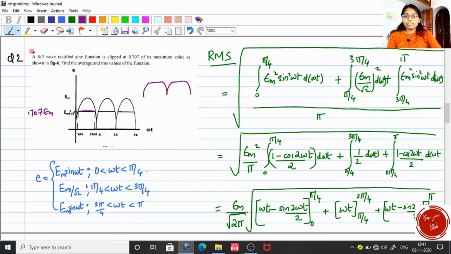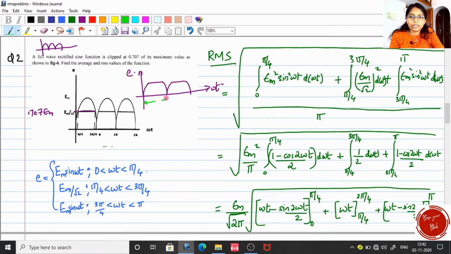Full wave rectified means the sine wave is just like this, taking the negative portion to the upside, and it is then clipped at 0.707. So the peak of the rectified sine wave will be cut off. So the graph is now of this format. Now, first thing is you have to identify the time period or the cycle, isn't it? So this is your time period and it ranges from 0 to pi.